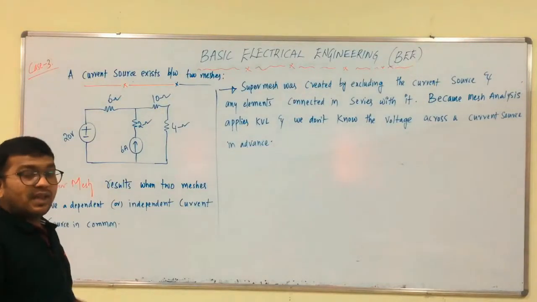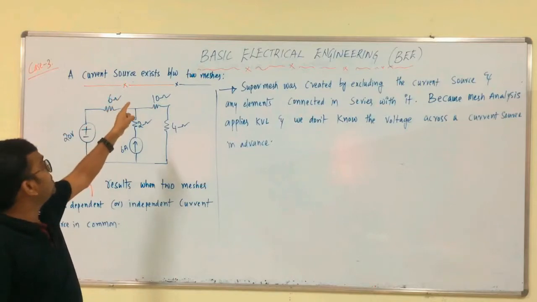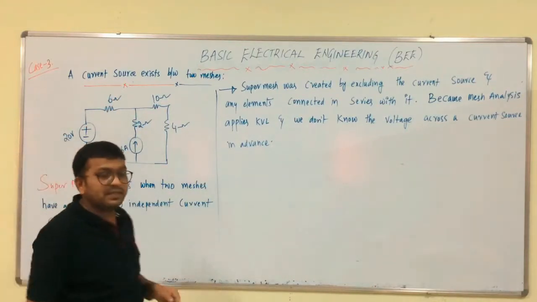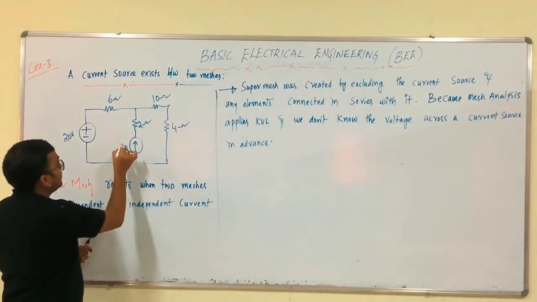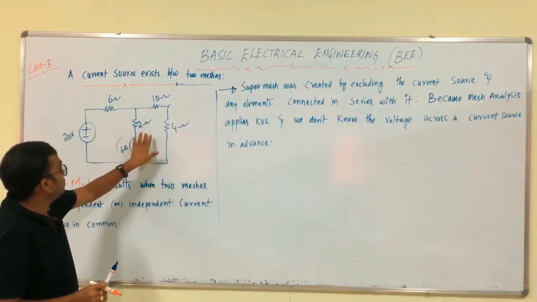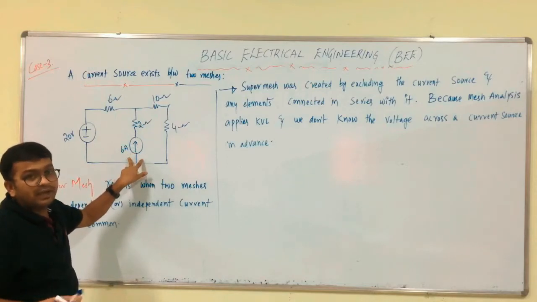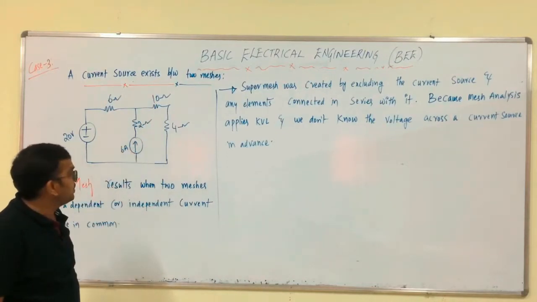Now, we have to discuss the last case of mesh analysis, that is, a current source exists between two meshes. So, this is the current source which is present between two meshes. We have mesh one and mesh two, no? A current source is present between two meshes. Then how can we calculate the currents I1 and I2?